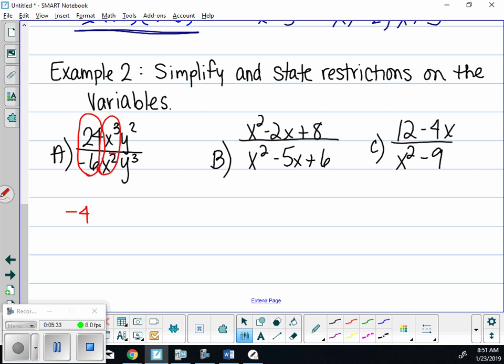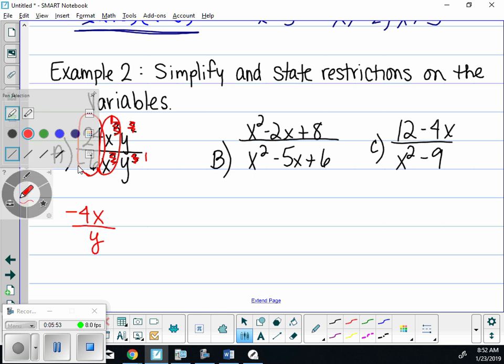So the two of these will cancel with two of these, leaving us with 1. And if we look at the y's, two of these y's will cancel with two of these, so we're left with a y on the bottom. That's it.